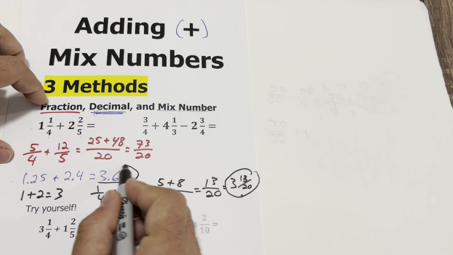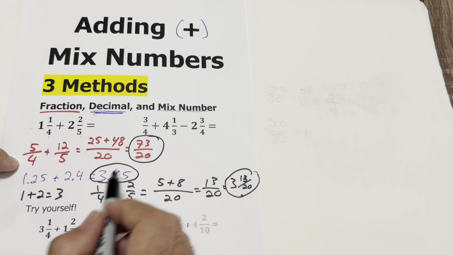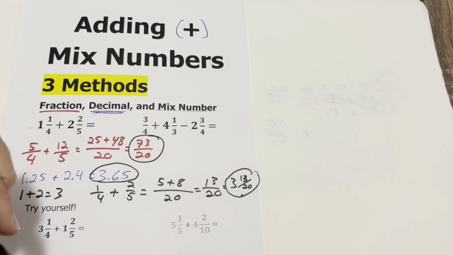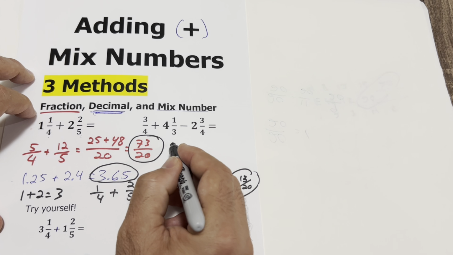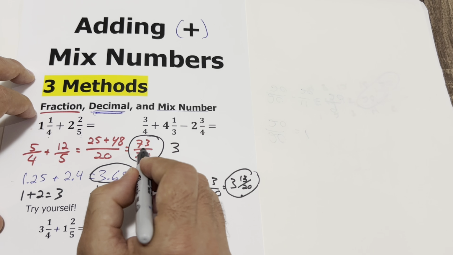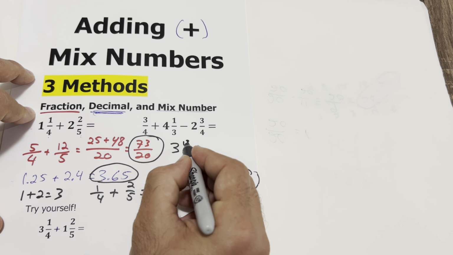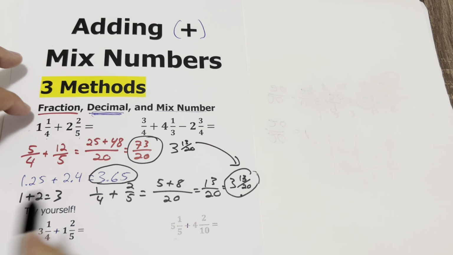This is the answer as a decimal, and this is the answer as a fraction. Of course, those three numbers which are written in a different form are the same numbers. As I mentioned before, if you do a division here, you will get 3, because 3 times 20 is 60, and then you have 13 as the remainder. So that will be 13 divided by 20, which is the same that we have here.